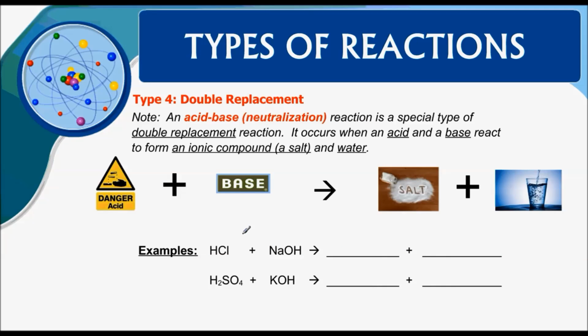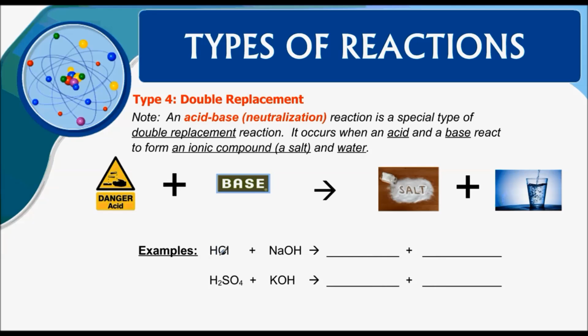All right, a type of double replacement reaction is called neutralization or acid-base reaction. It's a special type of double replacement reaction. It occurs when an acid and a base react to form an ionic compound known as a salt and water. So your reactants are acids and bases. Your products are salt and water.